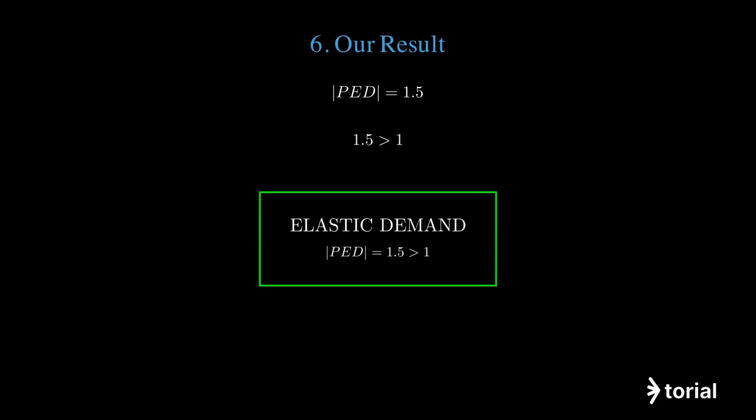Let's apply these criteria to our coffee example. Our absolute price elasticity is 1.5. Since 1.5 is greater than 1, the demand for coffee is elastic. The demand is elastic because the elasticity is greater than 1.